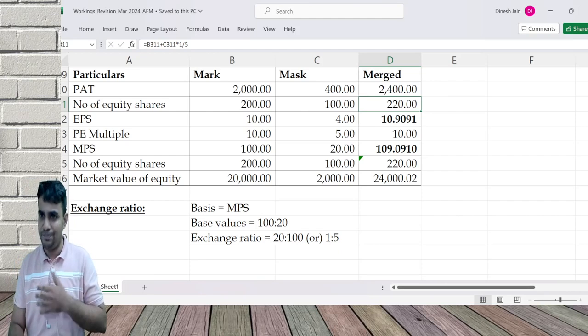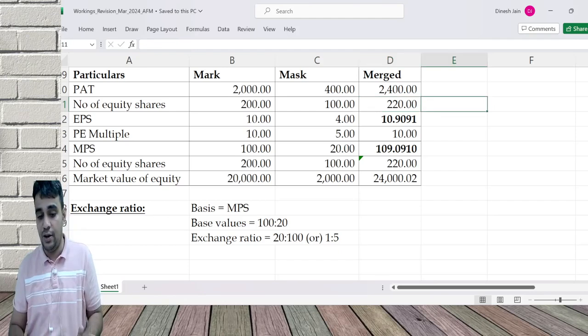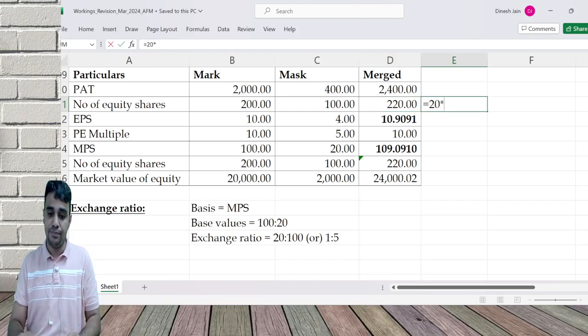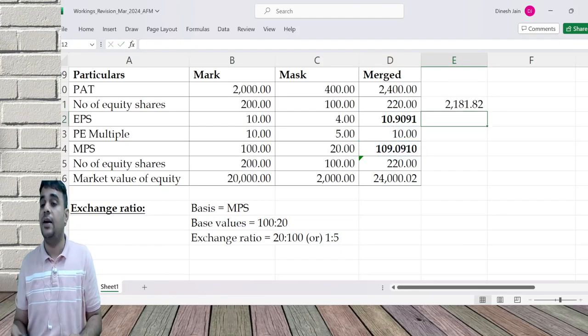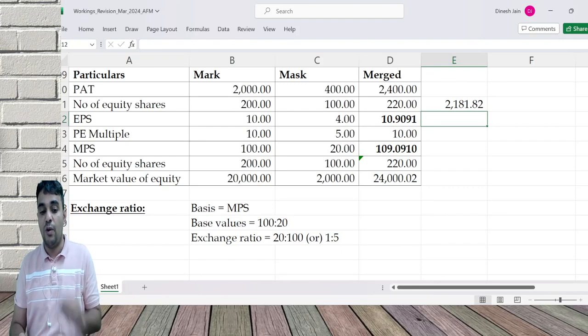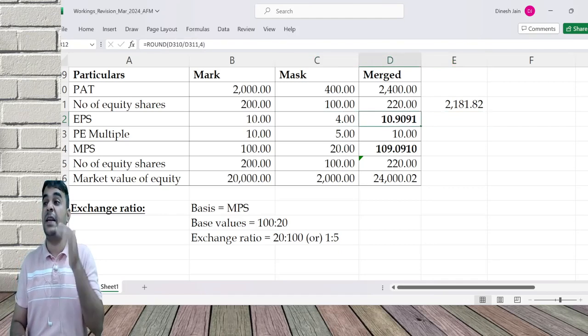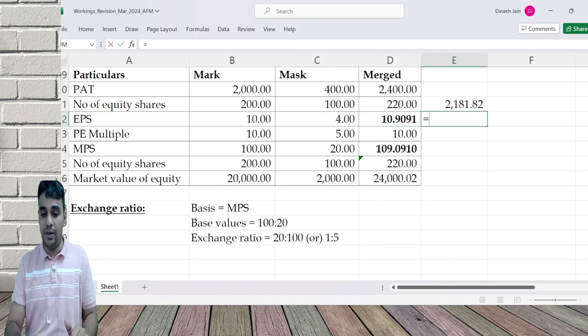The logic is very simple. I have given you 20 lakh shares. What is the worth of the share once the merger is completed? It's 109. So 20 into 109 is basically the consideration I have paid you. What is the value of Mask Limited? 2000. So I paid extra. How much extra have I paid?